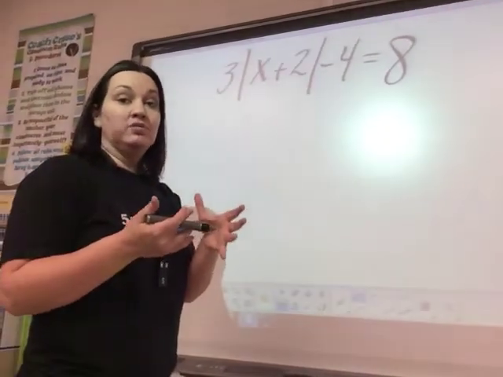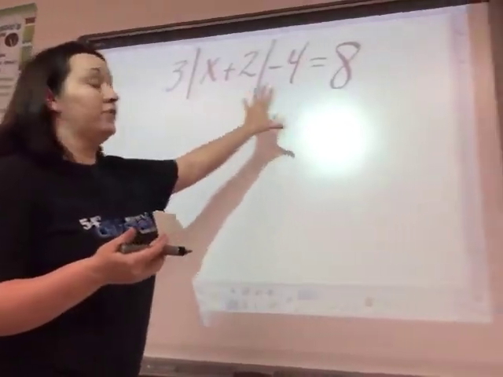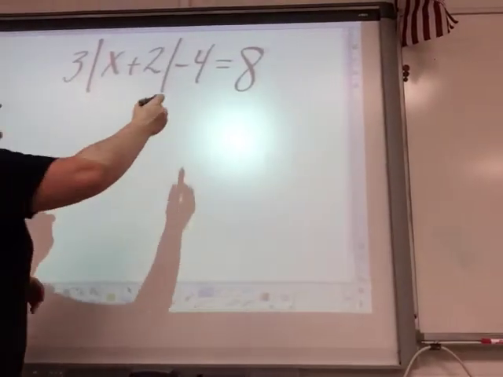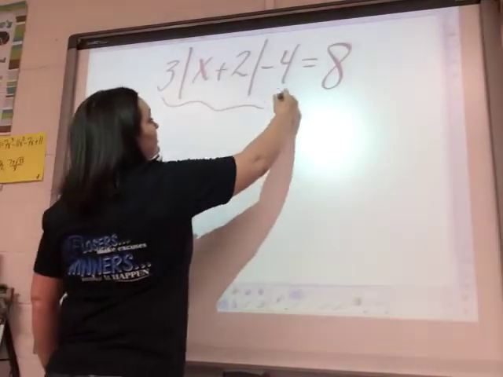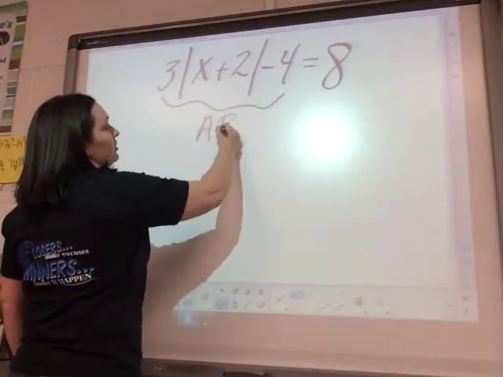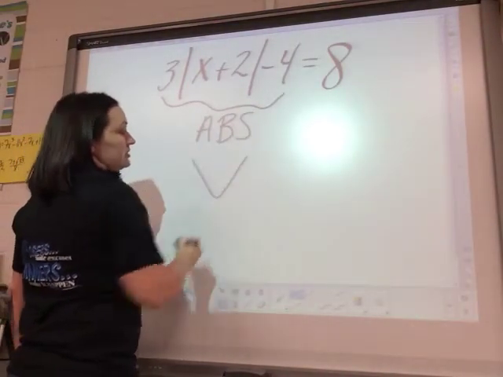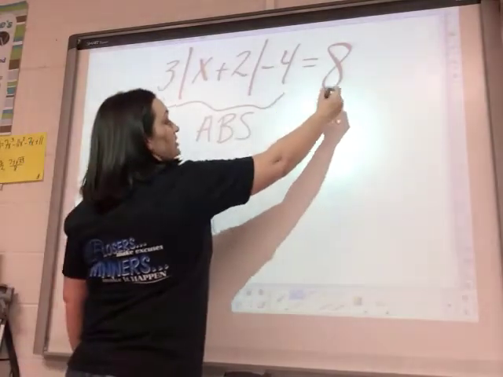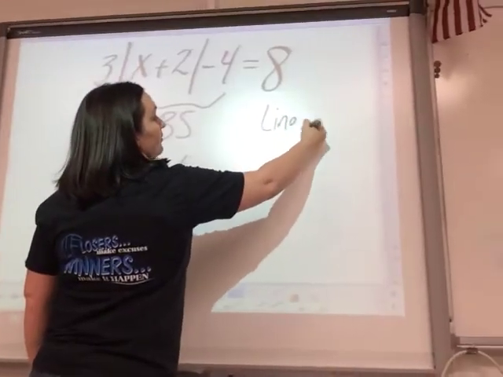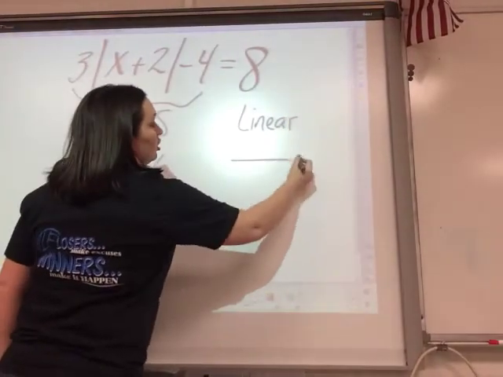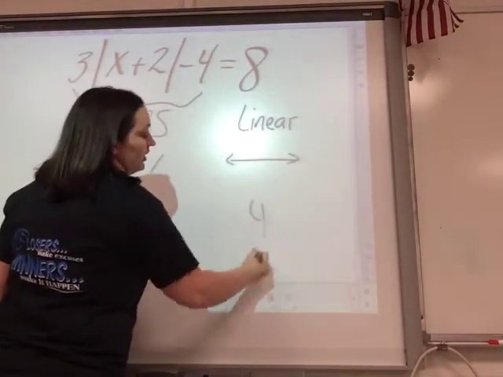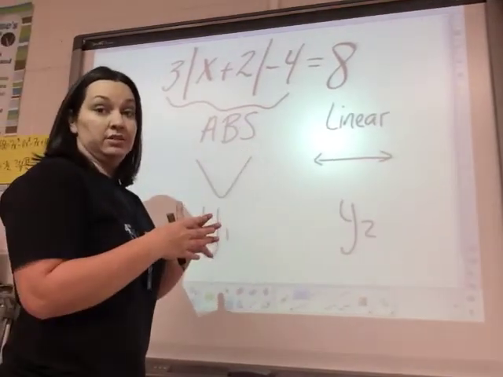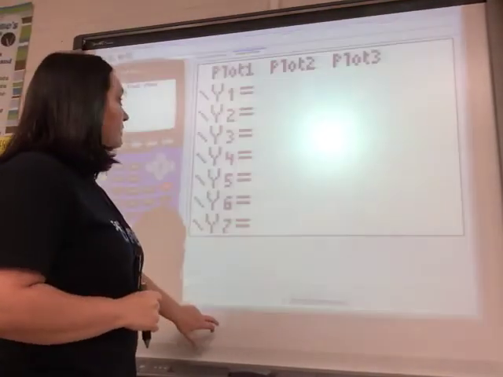Now graphically, let's remember that what we're looking at is two different functions and how they intersect. If we look at the left side, this section here, that's going to be an absolute value graph. It looks like a V. We're going to put that into Y1. This section here is going to be a linear graph, a constant. It's going to look like that, and we're going to put that in Y2. And we're going to see where these two graphs intersect. So let's jump to our calculator.